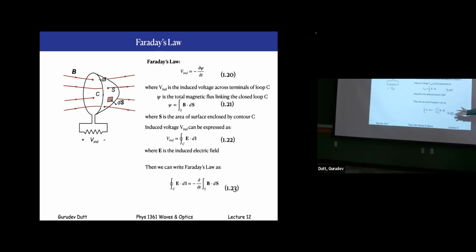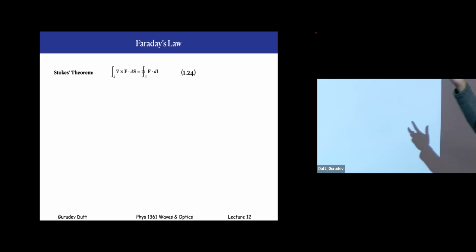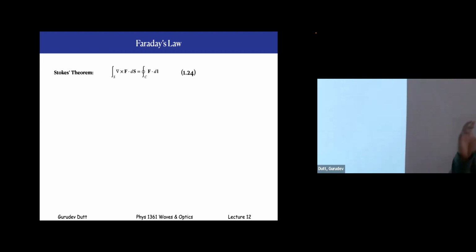Now we will again cast this into a differential form. And the way we do that is we use a famous theorem again from vector calculus, which is called Stokes' theorem. And that introduces something called the curl. Hopefully you've heard about the curl or seen the curl of a vector field.